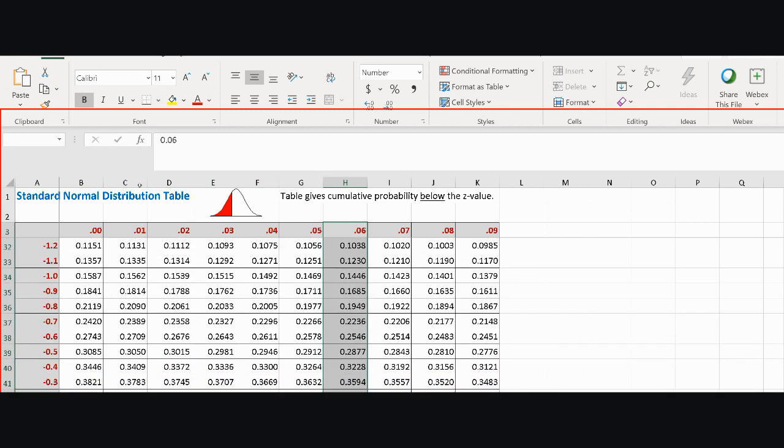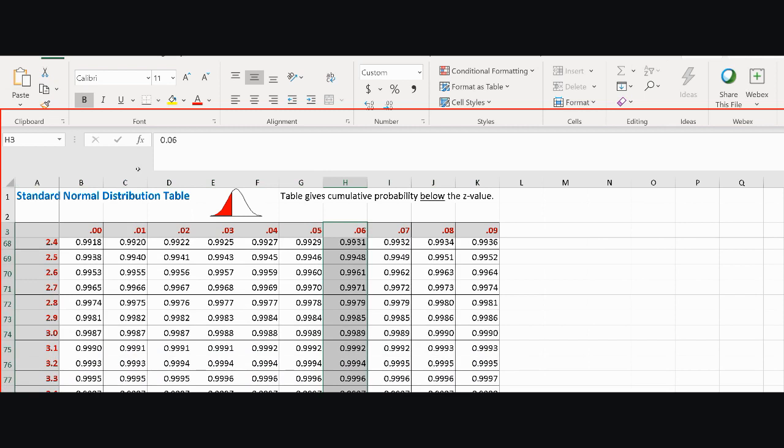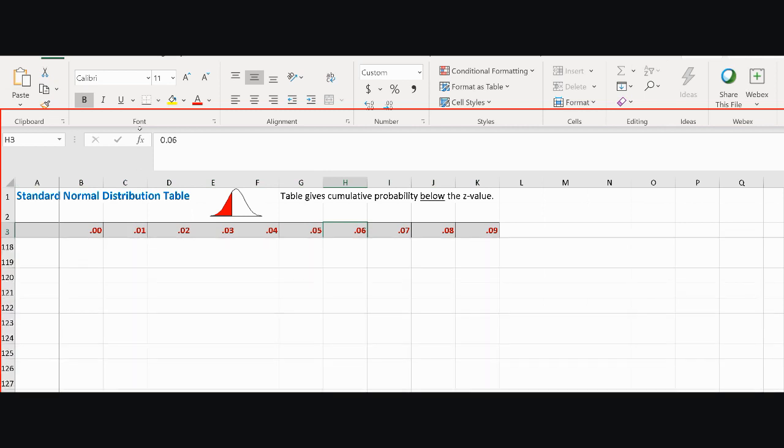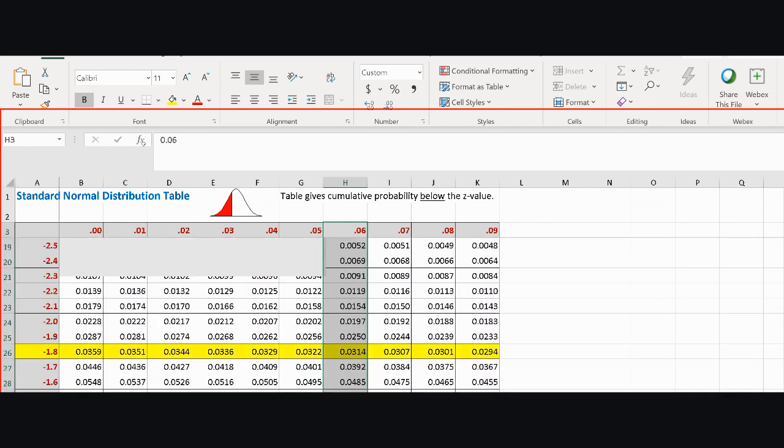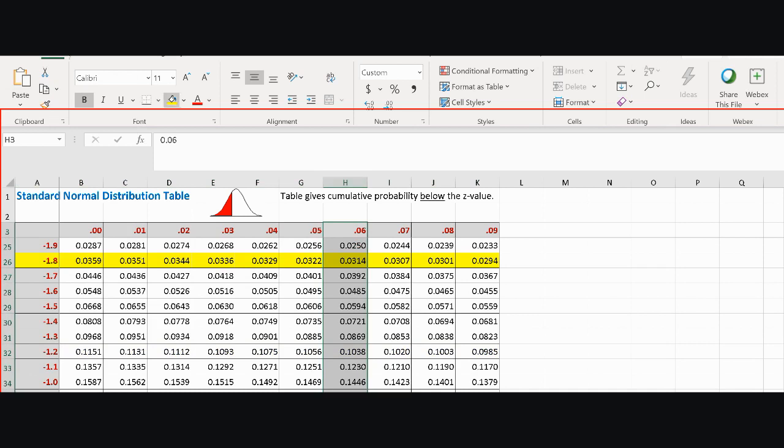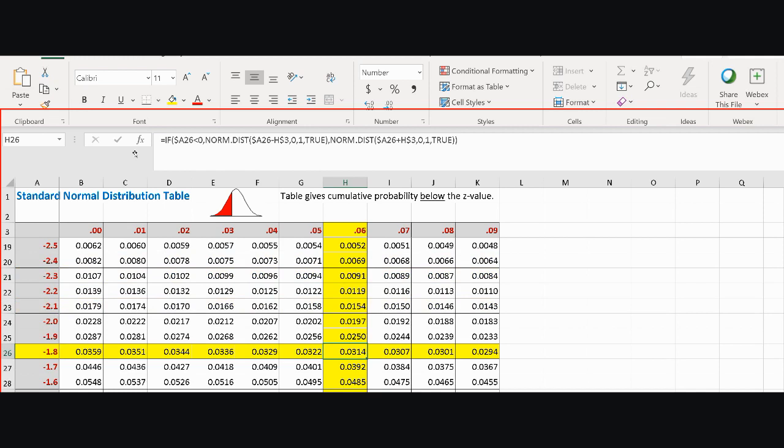It's just going to take a second here. It's jumping all over the place. All right, let's try that again. All right, let's highlight this, and we can see the intersection of these two is at 0.0314.